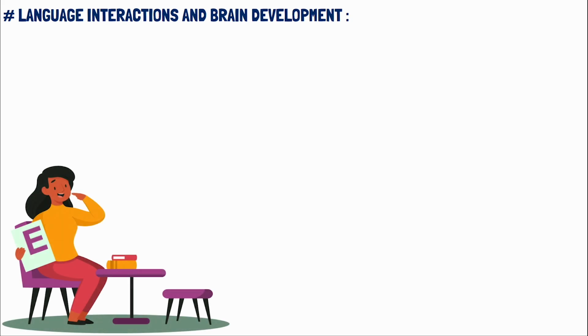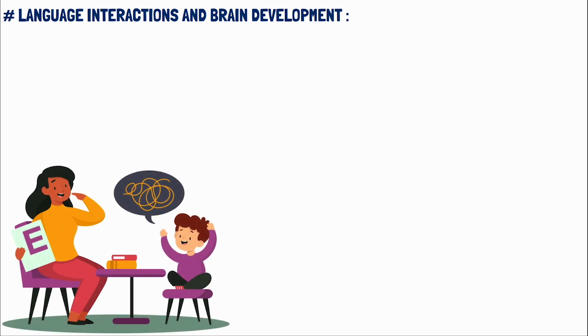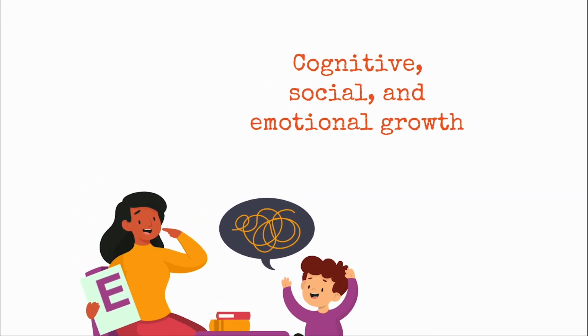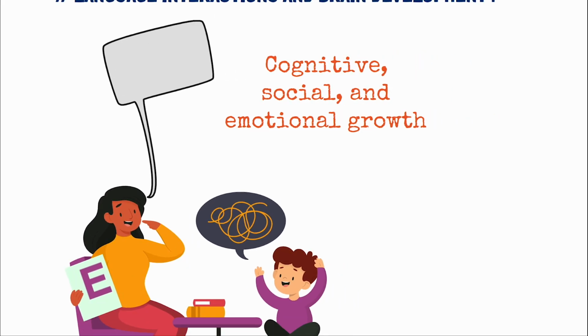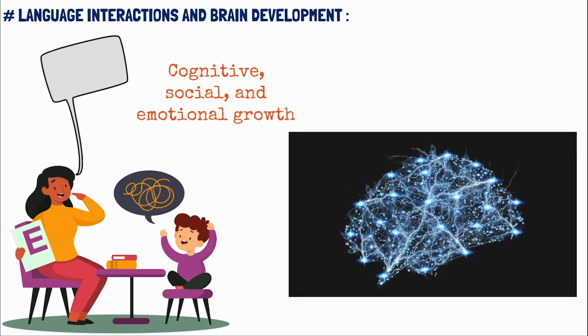Language interactions and brain development. Language interactions play a pivotal role in the brain development of infants, laying the foundation for cognitive, social, and emotional growth. From the moment they are born, infants are primed to absorb linguistic input, and these early interactions shape their neural circuits in profound ways.